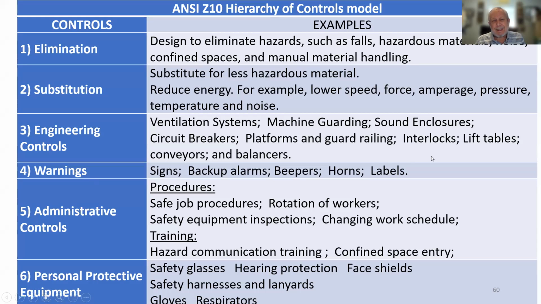Now, this is the ANSI Z10 hierarchy of controls model. And as you can see, it has elimination, substitution, engineering controls, warnings, administrative controls, and PPE. Some of them throw that fourth one in, warnings. I've always considered warning to be an administrative control. So backup alarms, alarm beepers, horns, those are all, in my opinion, administrative controls. But some people call them that. That's fine too. If you want to use that, that's okay.